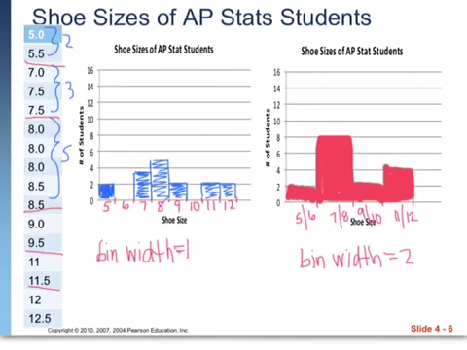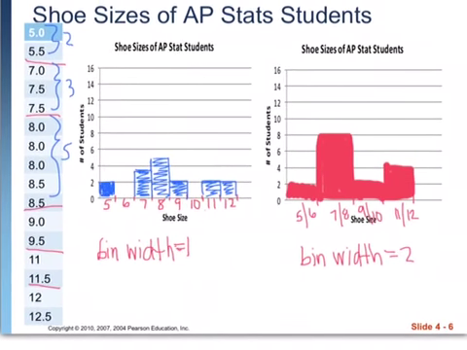So here are 2 histograms that show the same data. The first one has a bin width of 1. The second histogram has a bin width of 2. So we have size 5, 5.5 here, size 6, 6.5 here, 7, 7.5 here. Here we put 5 and 6 together. So this is 5, 5.5, 6, 6.5. The next size is 7. So the bars do touch. This is somewhat continuous data.